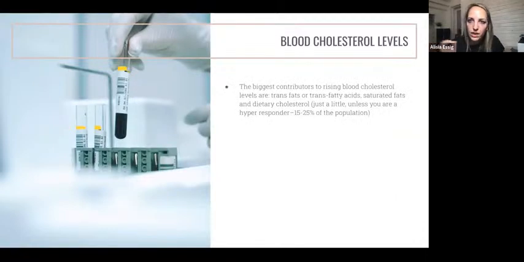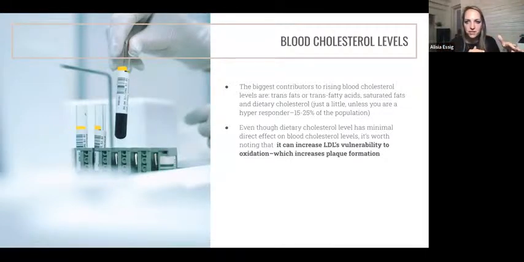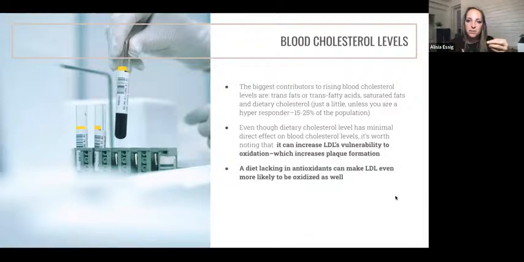Okay, so the biggest contributors to rising blood cholesterol levels are number one, trans fats, right? Trans fatty acids, saturated fats, dietary cholesterol, unless, again, you're not a hyper responder, then you don't have to worry about it as much. Now, even though dietary cholesterol has a minimal direct effect on blood cholesterol levels, it is worth noting that eating a lot of cholesterol can increase LDL's vulnerability to oxidation, which increases plaque formation. So again, it's the oxidized fat. So you want to eat as many antioxidants as possible and eat less foods that are going to affect oxidation that may be happening inside your body.